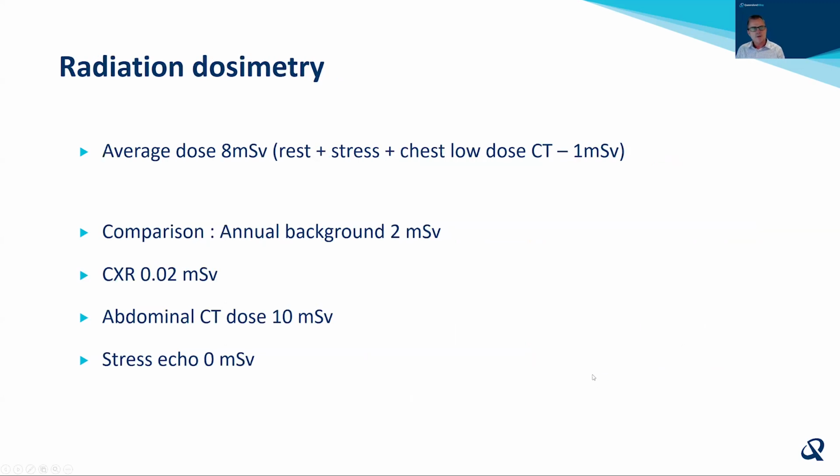Now, just a bit about the radiation dosimetry, because that often comes up when talking about nuclear medicine compared to other modalities. So the average total dose for MPS is 8 millisieverts, including the 1 millisievert for the low dose CT chest. So in comparison, the annual background radiation dose for Australians is 2 millisieverts. The chest X-ray is 0.2 millisieverts, but an abdominal CT, which people never think twice about, is around 10, and the stress echo is obviously 0.